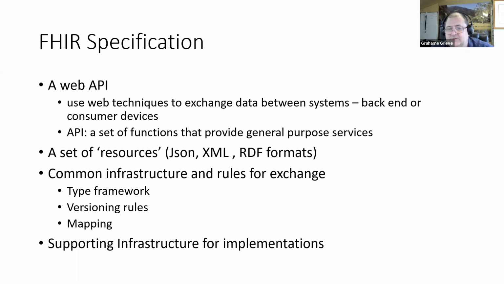So I'm not going to dive very much into the technical details of the FHIR spec. This is not the place for it. It's a web API, so we use web techniques to exchange data between systems, and the API is a general purpose service that other applications can make use of. Technically, we use a set of resources, and there's a set of common infrastructure and rules around exchange. And those resources, which I won't bother describing, are records that capture parts of the healthcare system process. And then we build on top of that.